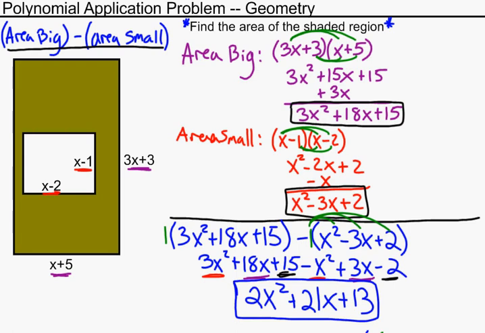And again, I found that using the area of the big, the total region, minus the area of the smaller region. So there again is my final answer. It's a quadratic trinomial.